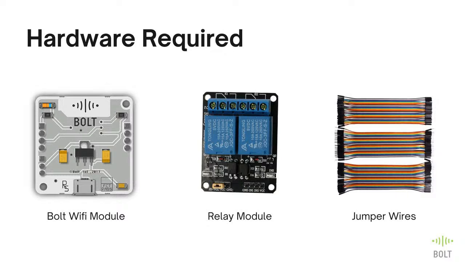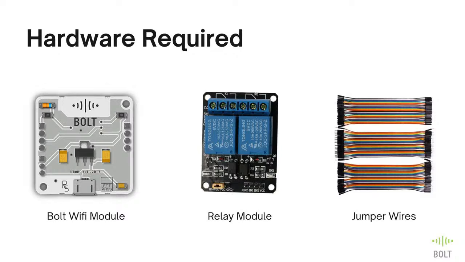Coming to the hardware required for this session, we will be requiring these hardware modules: Bolt Wi-Fi module, relay module, and a few jumper wires. If you have these components and want to follow along with me, you can bring them down. These are the three components we will be majorly requiring. The first is the Bolt Wi-Fi module, the second is the relay module, and then jumper wires.